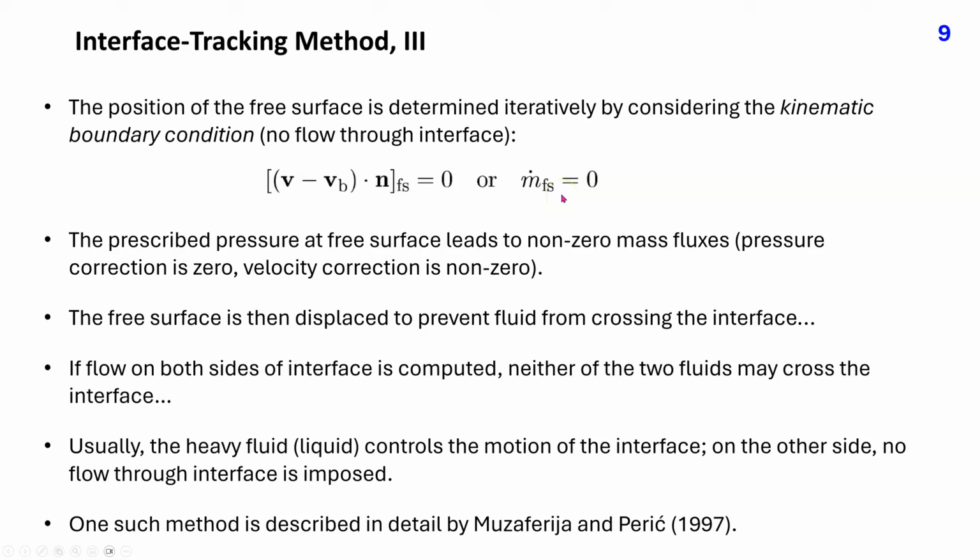If flow on both sides of the interface is computed, neither of the two fluids may cross the interface. Usually, the heavy fluid, the liquid, controls the motion of the interface. On the other side, no flow through the interface is imposed. One such method is described in detail by Muzaferija and Perić in 1997.